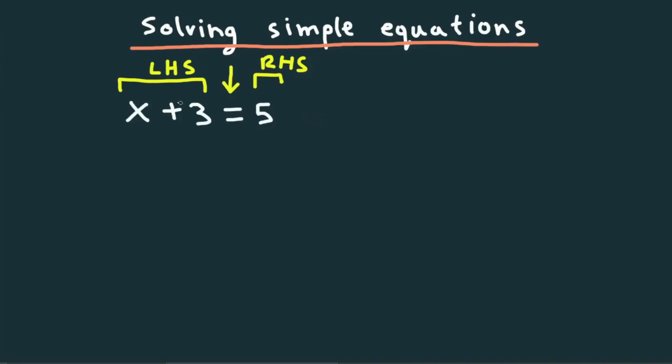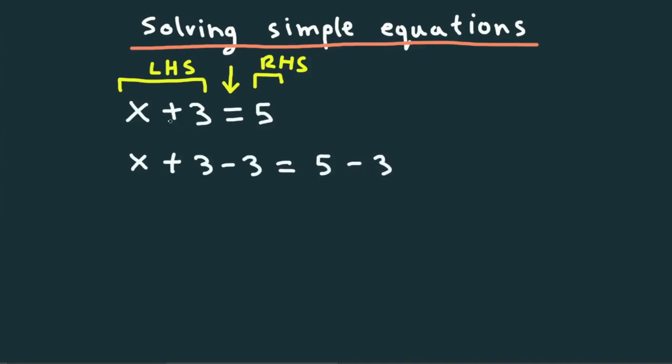So to solve this equation, there is a rule: whatever we do to one side, we have to do on the other side as well. Here, in order to find x, I need to remove this plus 3. The opposite calculation of plus 3 is minus 3, of course. So what I can do is subtract 3 from both sides.